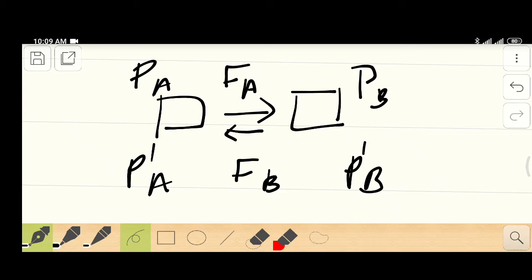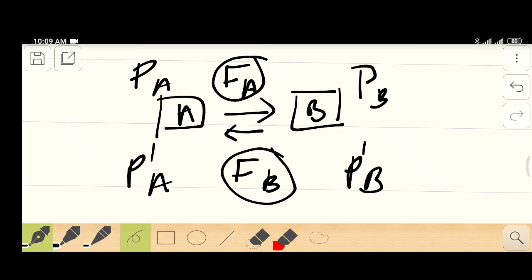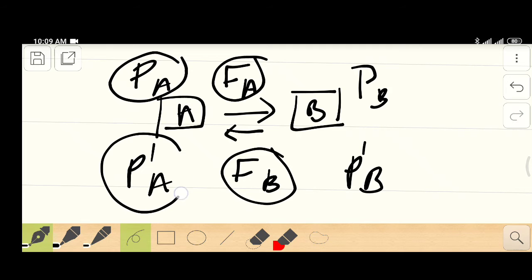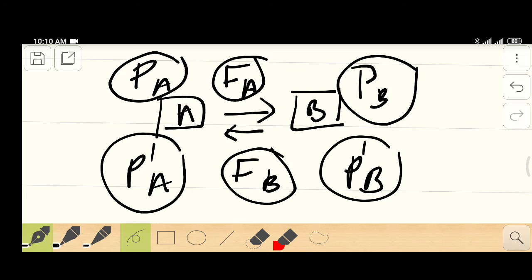So two bodies A and B collide with each other. Due to the collision, there will be an exertion of equal and opposite forces, the action and reaction. One is F_A and the reaction force is F_B. As they are equal and opposite in direction, we can say as vectors F_A is equal to minus F_B. The initial momentum before collision was P_A for body A and P'_A after collision, and P_B before collision for B, and P'_B is the momentum after the collision.